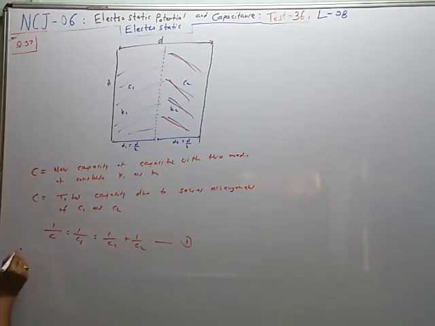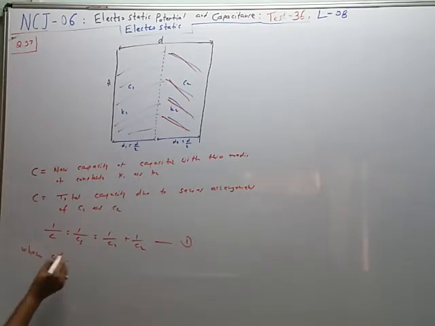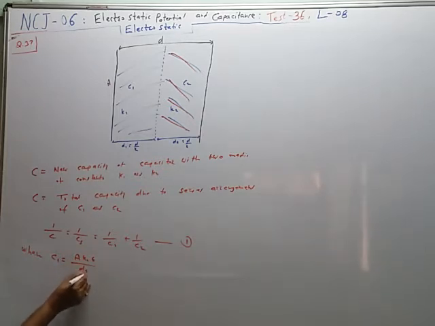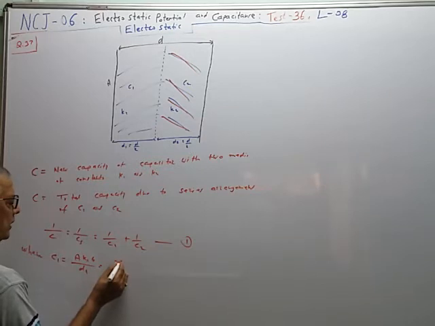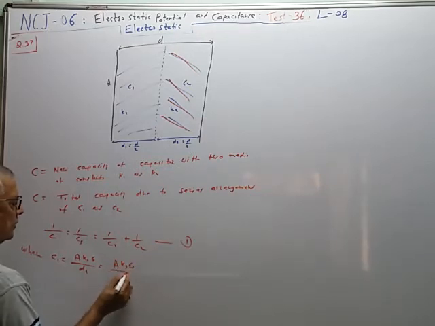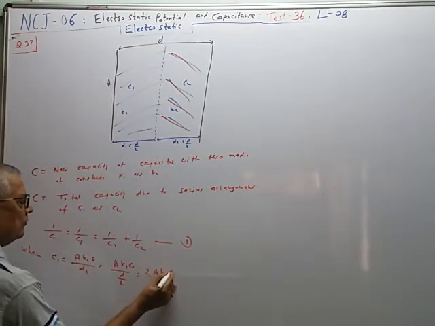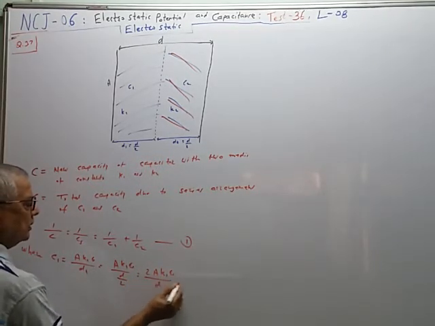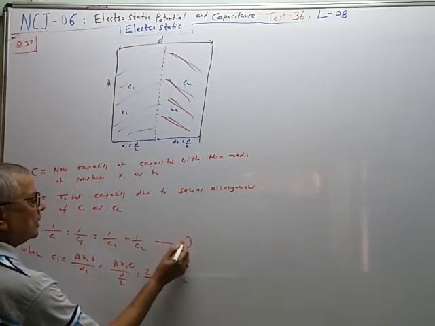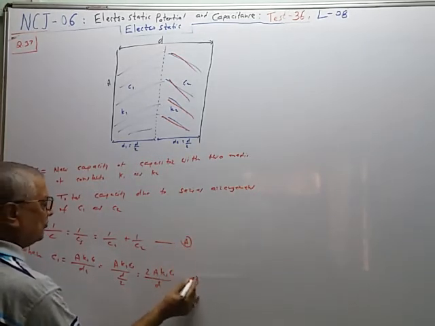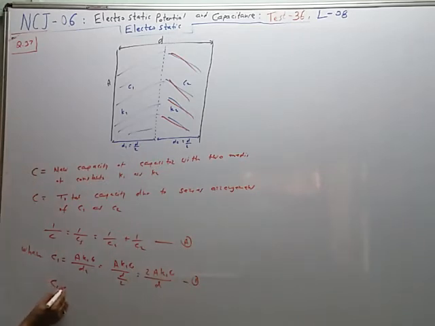Equation 1, where C1 is equal to A K1 epsilon naught upon D1, that is equal to A K1 epsilon naught upon D by 2. So 2 times A K1 epsilon naught upon D. This is equation 1. C2 is equal to A K2 epsilon naught upon D2.